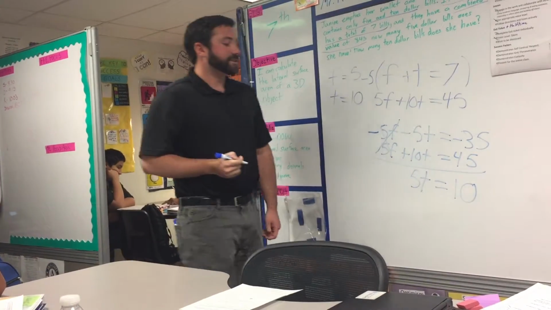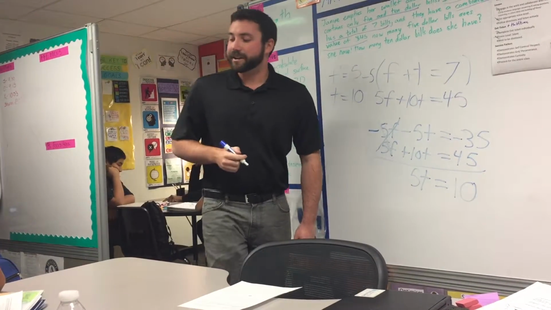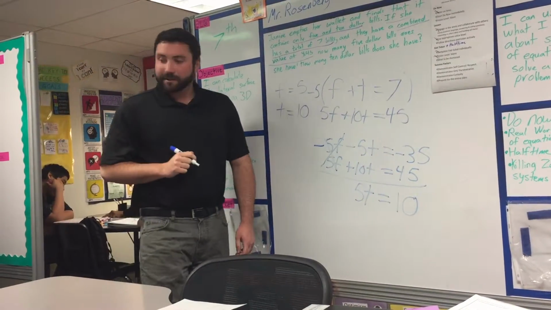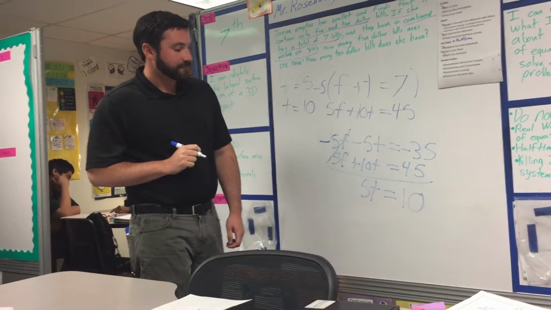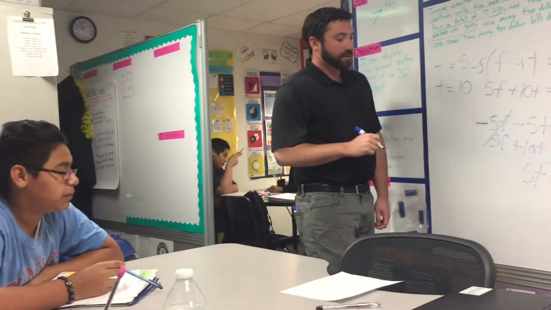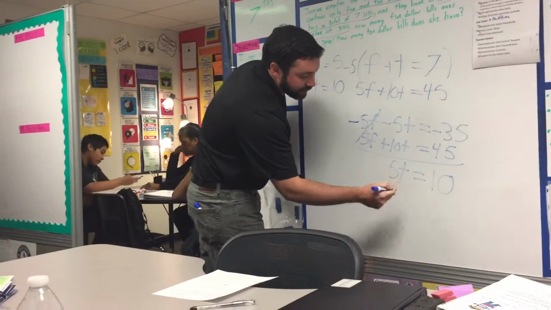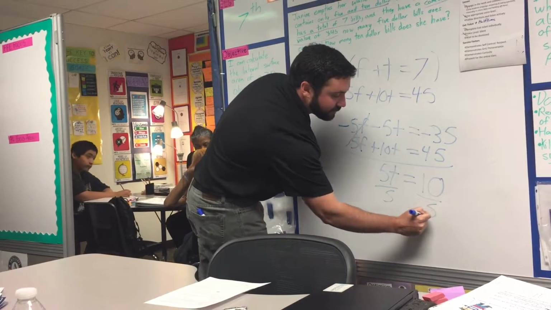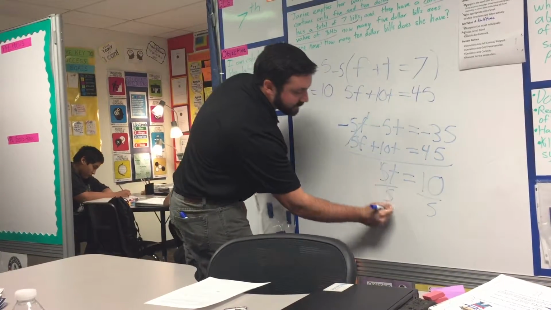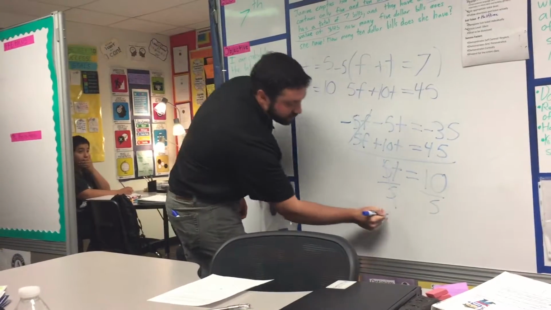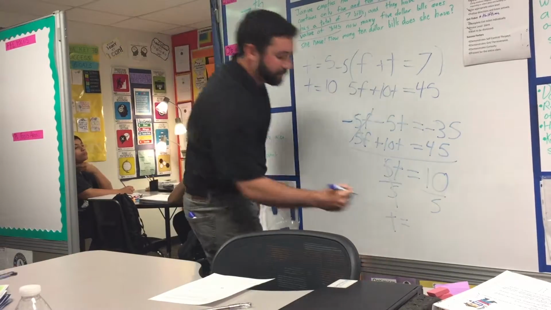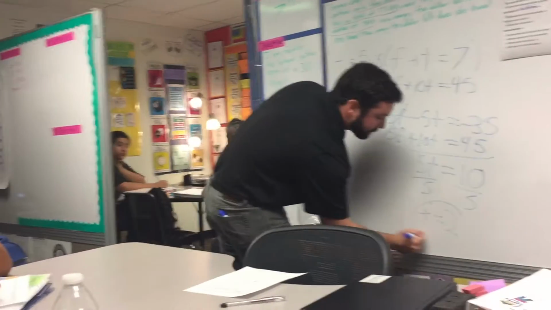All right, almost done solving for T, our $10 bills. What do we do next? We divide both sides by 5. Both sides of the equation by the coefficient of T, which is 5. Okay, so these will cancel out. That'll give us T is equal to 10 divided by 5? 2. T is 2. All right.